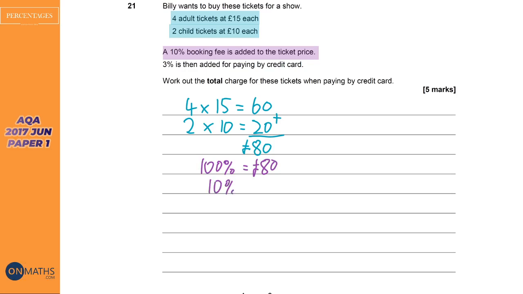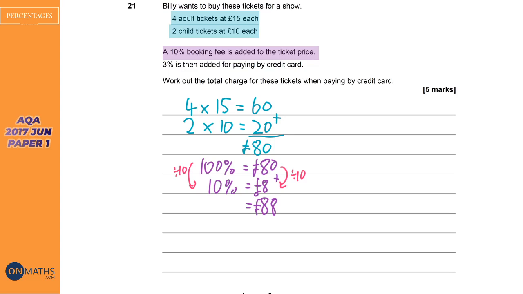So we need to find 10%, and we can do that by dividing it by 10. So that would be £8. And I normally don't show units in this, I'm just trying to make it a bit easier. So we need to add that on, and we'll end up with 110%, which is absolutely fine. So we're going to add these together, because we're adding on the booking fee. So that'd be £88.